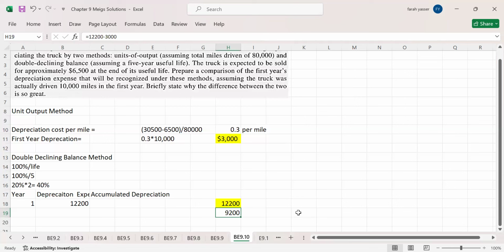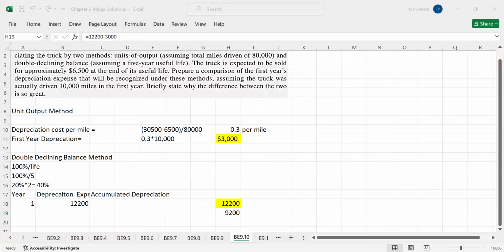Why is the difference so large or so big? Because the truck's total miles are 80,000, whereas in just 1 year, only 10,000 miles are driven. So you can say the usage is very less in year one. Whereas double declining balance method, as we have discussed, is the method which is most commonly used when the usage of the asset is very high in the earlier years. Meaning in the earlier years, we use the asset more as compared to the later years. So that's why depreciation under double declining balance method is so high as compared to the unit output method.